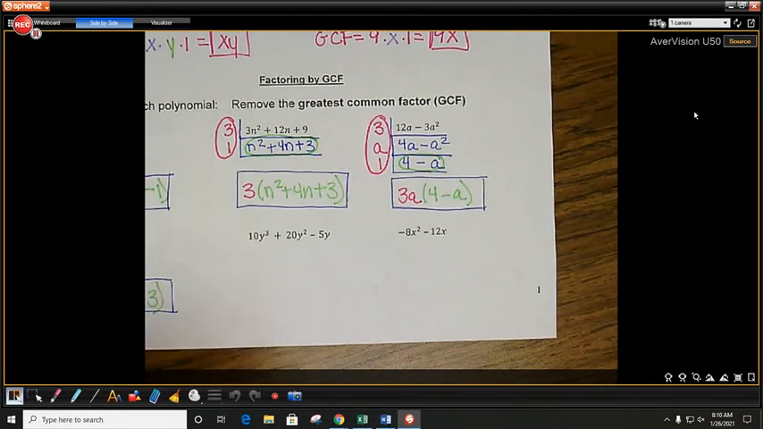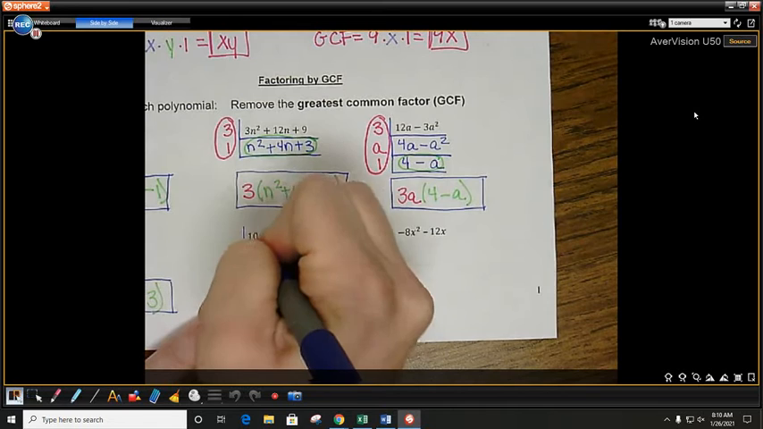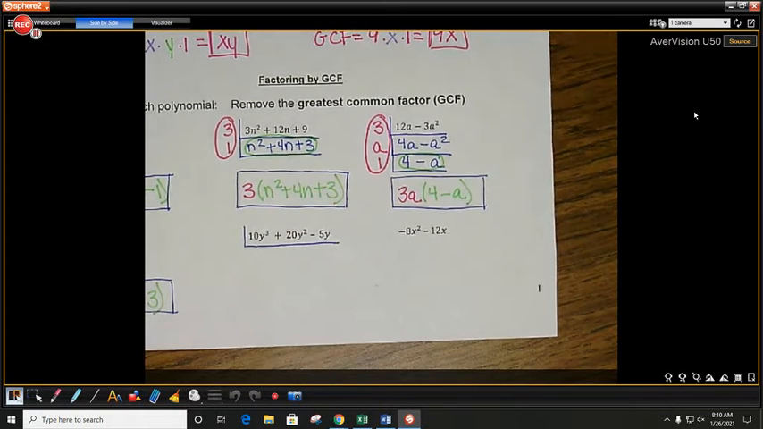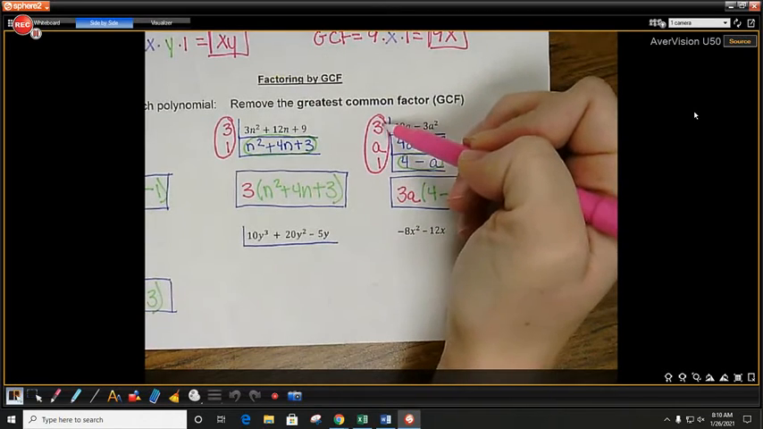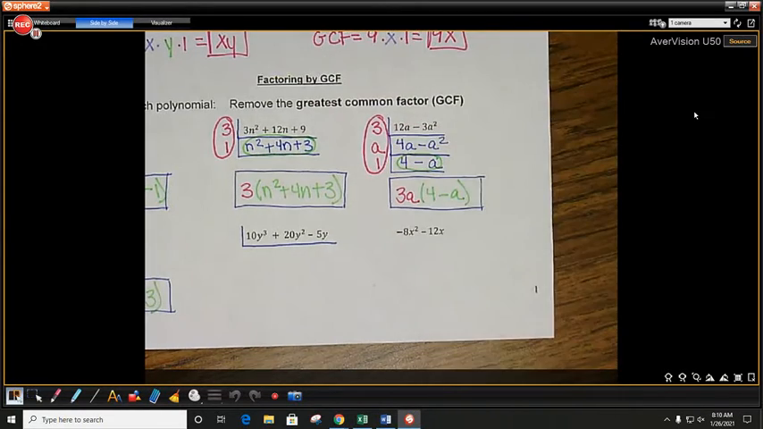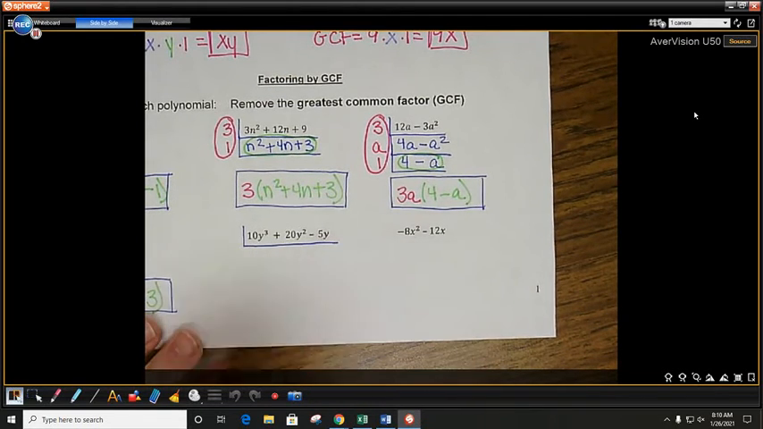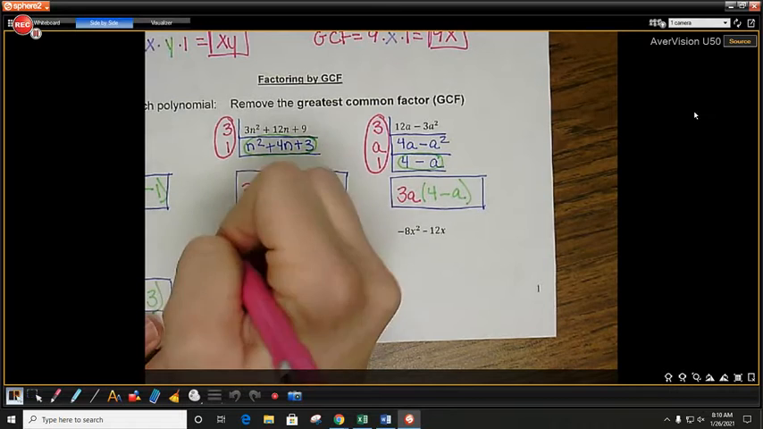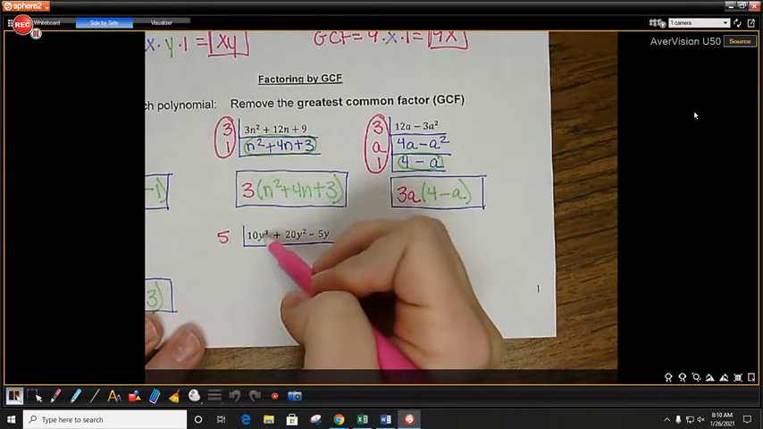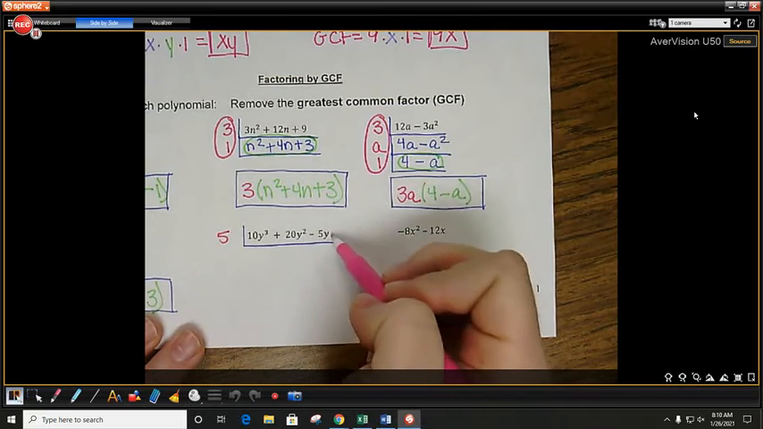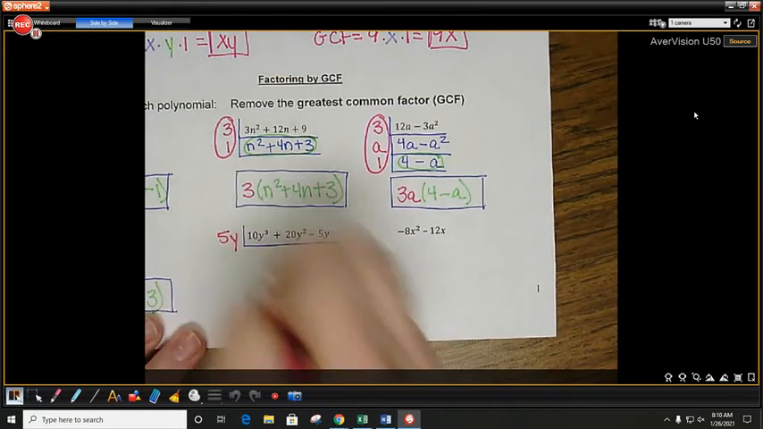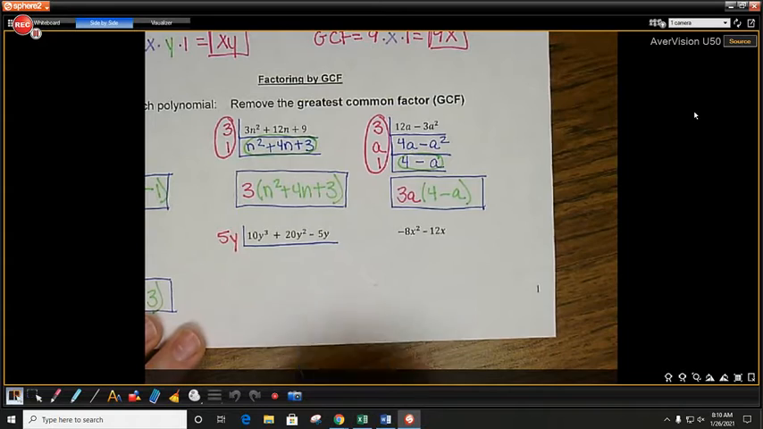Okay, now sometimes if you're getting good at this and you're feeling confident, is it okay to take out a common factor, the number, and a common variable, all in the same step? If you're able to recognize it, we can kind of combine taking out the coefficient and the variable all in one step. So let's do that for the next 2 problems. So 10, 20, and negative 5 are all divisible by 5. Here there's a y to the third, a y to the second, and a y. So they all have a y. So I can take out a 5y all in one step.